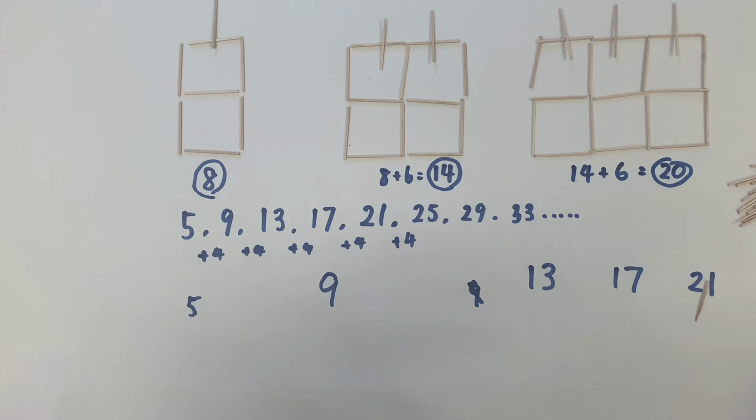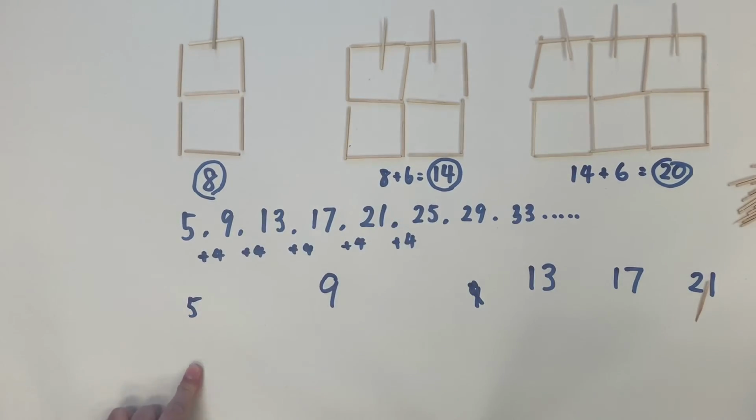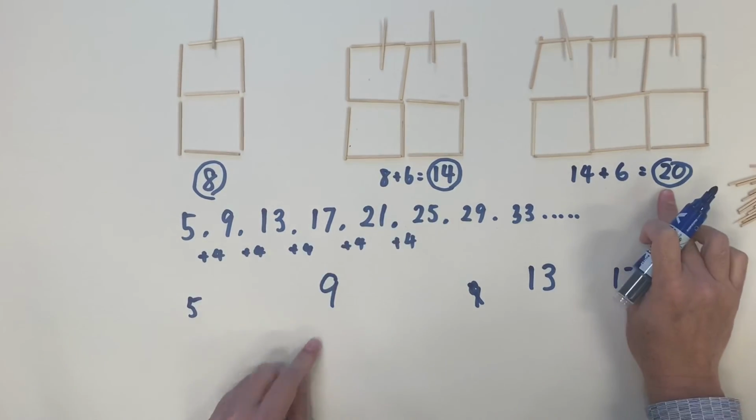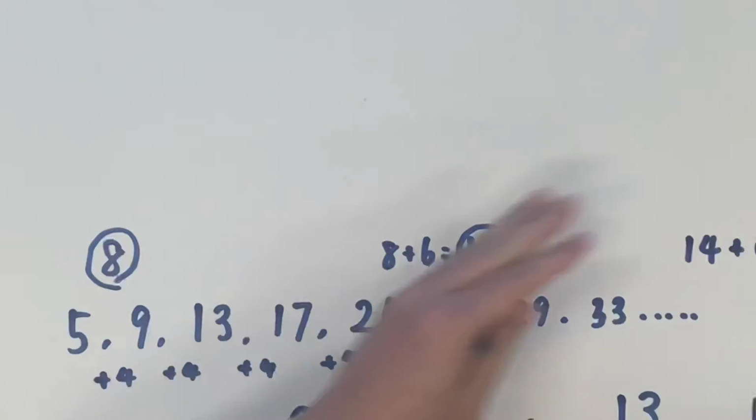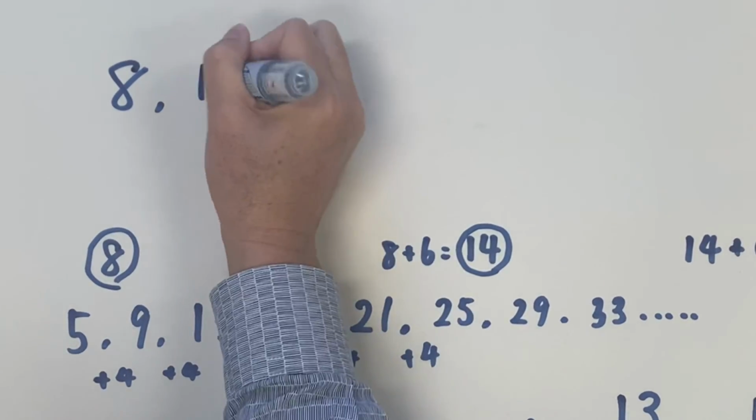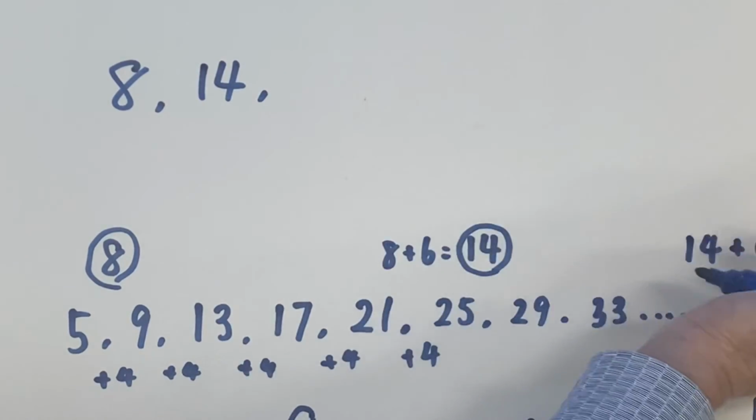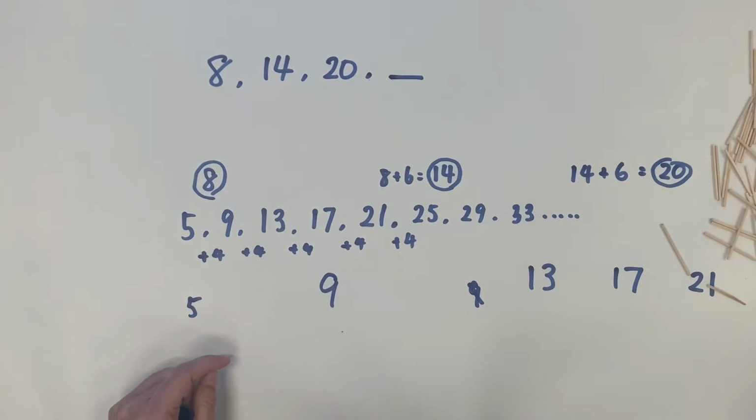Right? I don't have space, so I'm going to write it over here. So let's ignore the last one. Oh, I know. 8, 14, and 20. This is what I can do. So 8, 14. And the next number is 20. What is the next number after that?